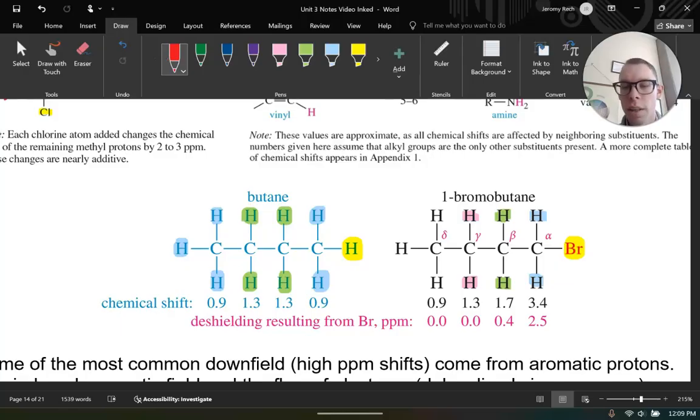And then once you get over to the pink, which are your gamma protons, you'll see that there is no real impact from that bromine because of how far away it is. So this can give you a lot of information about proximity.